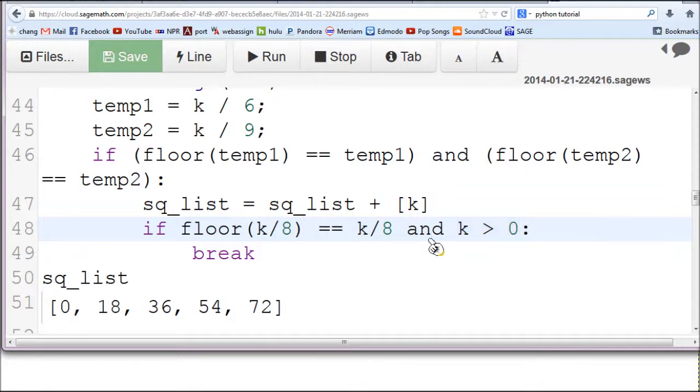Of course, we just want to test the case of positive numbers. Whenever this happens, we're going to break it. So it doesn't show you all the multiples of 18 all the way up to 100. It breaks whenever it encounters a multiple of 8 there. So it stops at 72.